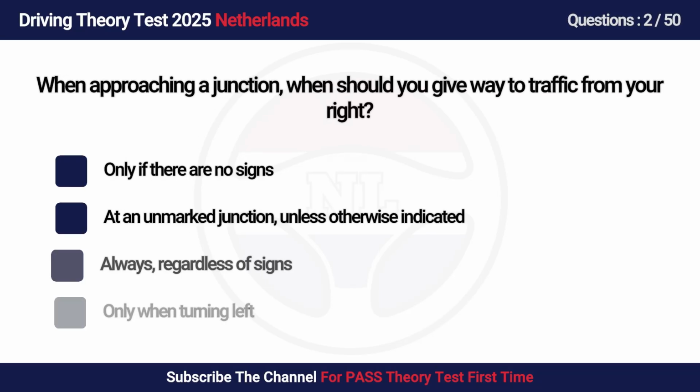Question 2. When approaching a junction, when should you give way to traffic from your right? A. Only if there are no signs. B. At an unmarked junction unless otherwise indicated. C. Always, regardless of signs. D. Only when turning left.